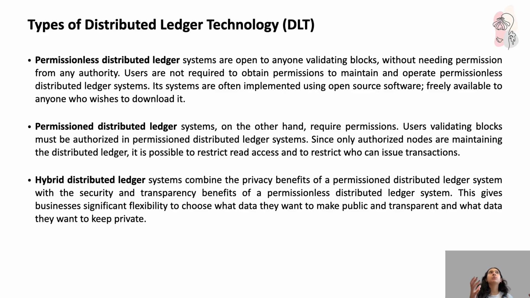Permissioned are the ones which require permissions. Users validating blocks must be authorized in permissioned distributed ledger systems. Since only the authorized nodes are maintaining the distributed ledger, it is possible to restrict read access and to restrict who can issue transactions. Hybrid, taking the best of both worlds, combines the privacy benefits of a permissioned distributed ledger system with the security and transparency benefits of a permissionless distributed ledger system. This gives businesses significant flexibility to choose what data they want to make public and transparent, whereas what they have to keep private and a little restricted from the open public.